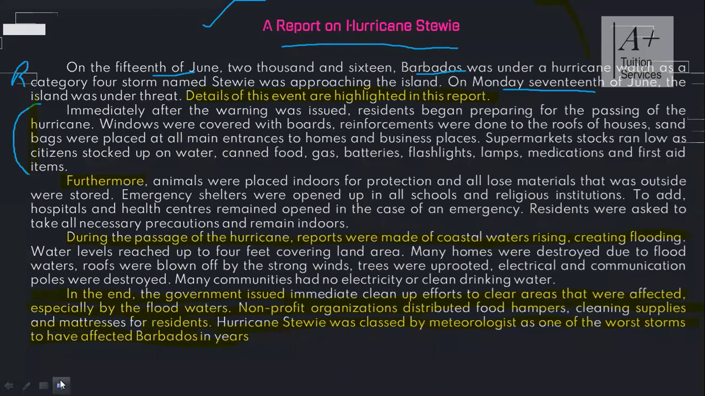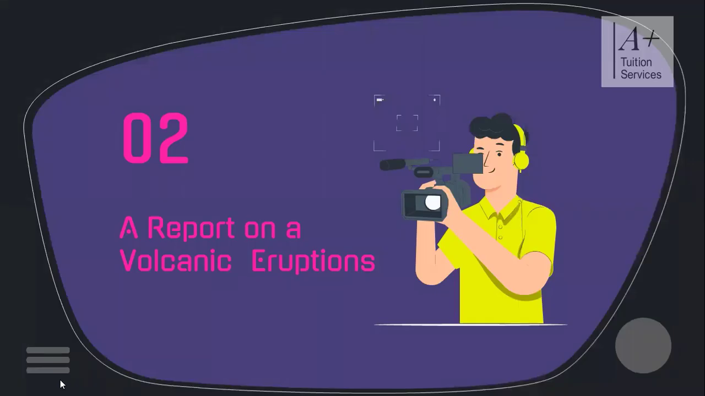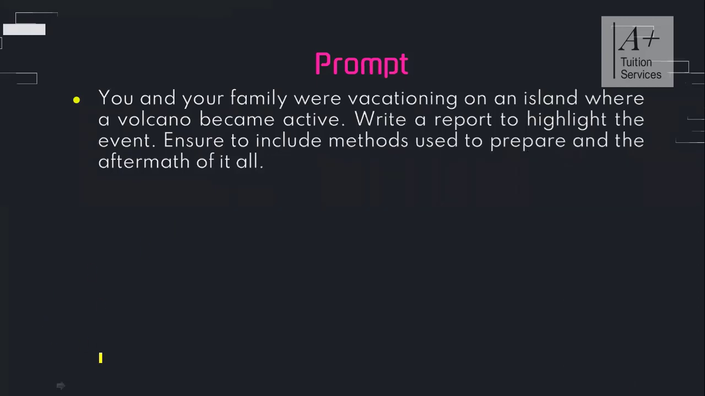So we're moving on to a report now on a volcanic eruption, right? And the prompt goes like this. You and your family were vacationing on an island where a volcano became active. Write a report to highlight the event, ensure to include methods used to prepare and the aftermath of it all.